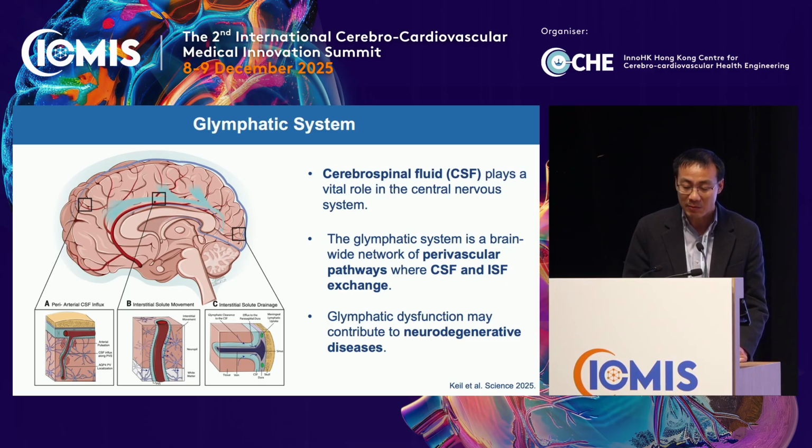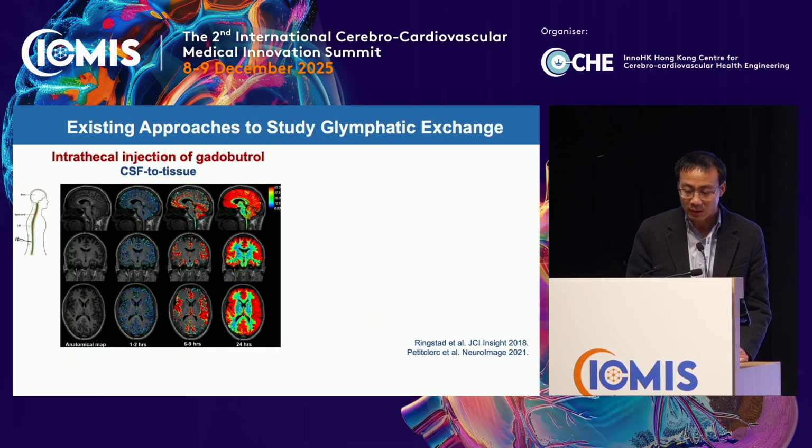Therefore, many MR methods were developed. But the majority of them just look at the CSF flow in the ventricle, which is not directly related to the glymphatic system. The gold standard for studying the ISF CSF exchange process is the intrathecal injection of gadolinium. In this method, we inject the gadolinium into the spinal canal, and then look at how the gadolinium tracer exchanges with the ISF in the brain over the next several hours, even 24 hours, as shown here. But this method is highly invasive, and actually it's not allowed for healthy subjects in the US.